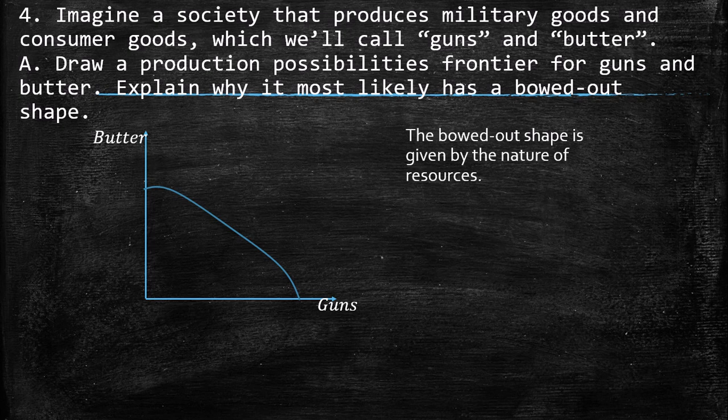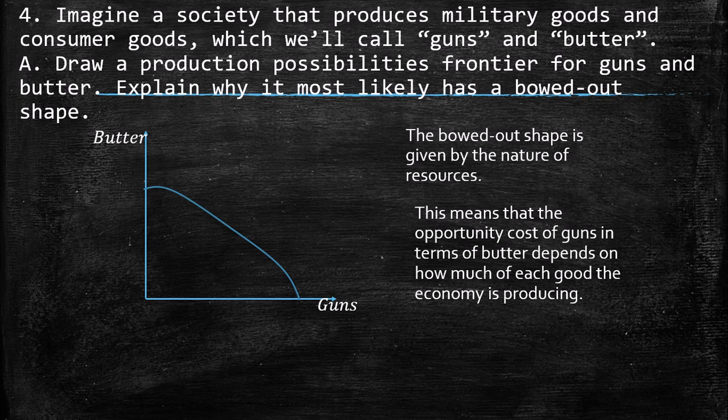And why is it bowed out? Because it's given by the nature of resources. What does it mean? This means it's because of the opportunity cost. When we approach the maximum number of guns, all our factors are devoted to guns. Once I have to sacrifice a little bit more of guns, there is going to be a great change in butter. For example, I'm here and I need to pass from here to this point. So I need to sacrifice just a little bit of guns for having too much change in butter. So in this case, the slope is kind of infinite at the point on the x-axis. On the other side, when we are here, the slope is kind of flat.